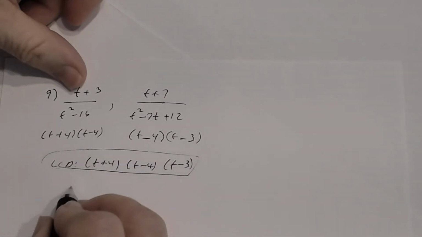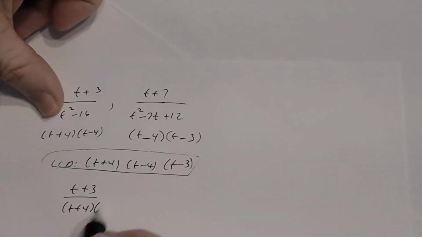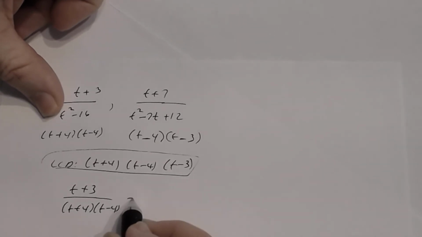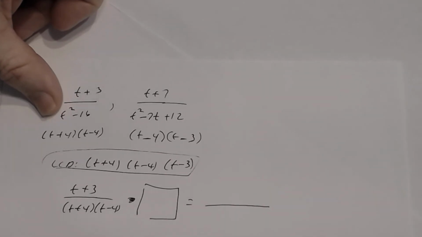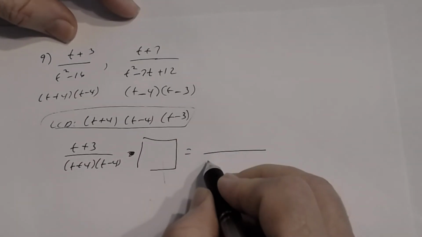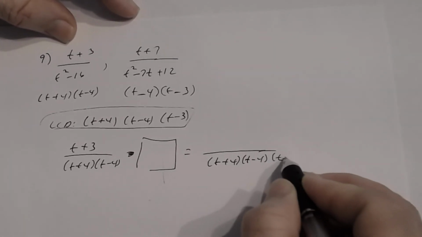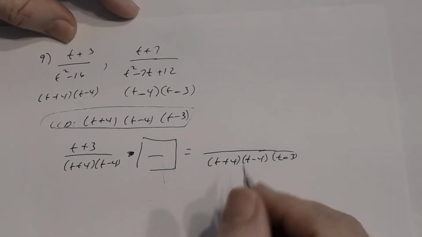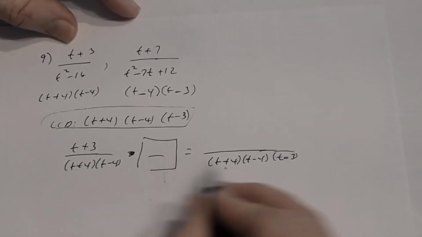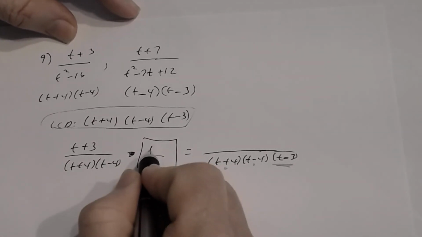Let's start with the first one. So t plus 3 divided by, and use the factored form, t plus 4 times t minus 4 is equivalent. So I have to multiply that by some rational expression to get an equivalent rational expression with this denominator: t plus 4, t minus 4, t minus 3. So based on all that we've talked about, what do you think you have to multiply both numerator and denominator by? Okay, good. You have the t plus 4 already. The t minus 4 is here, so you have to multiply by t minus 3.